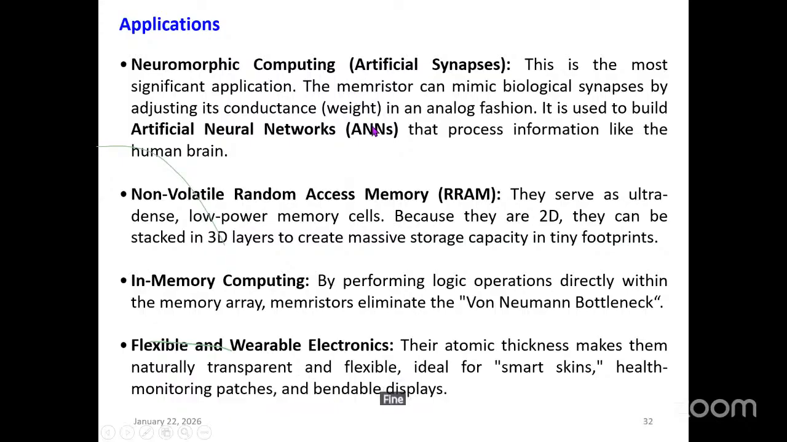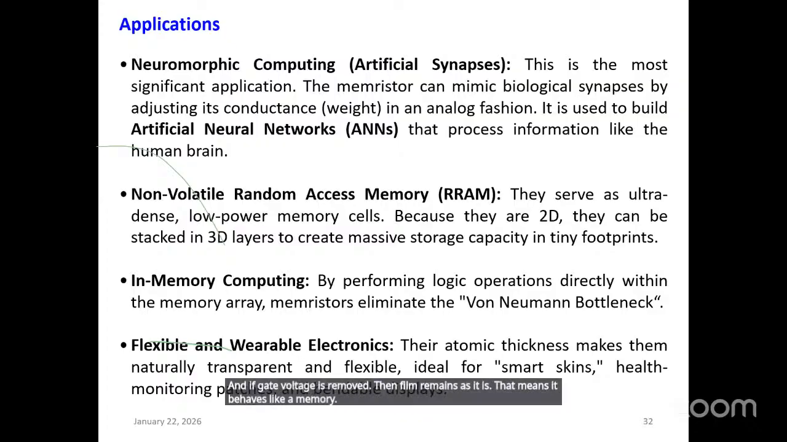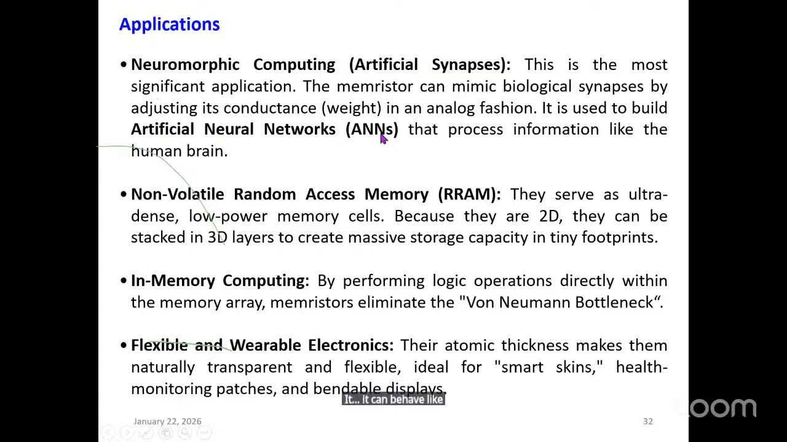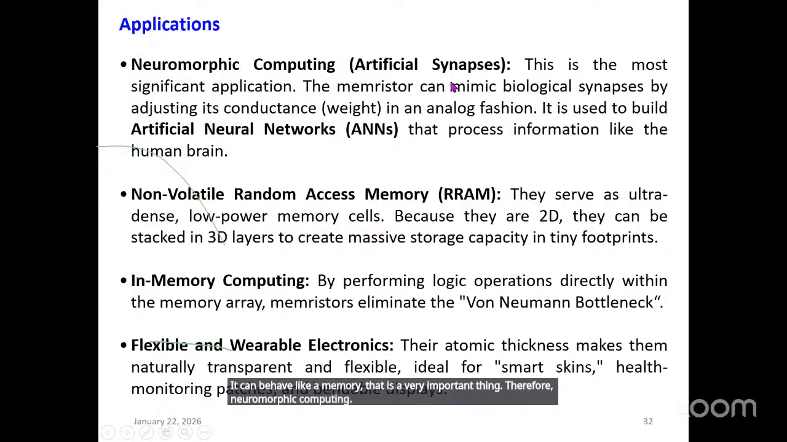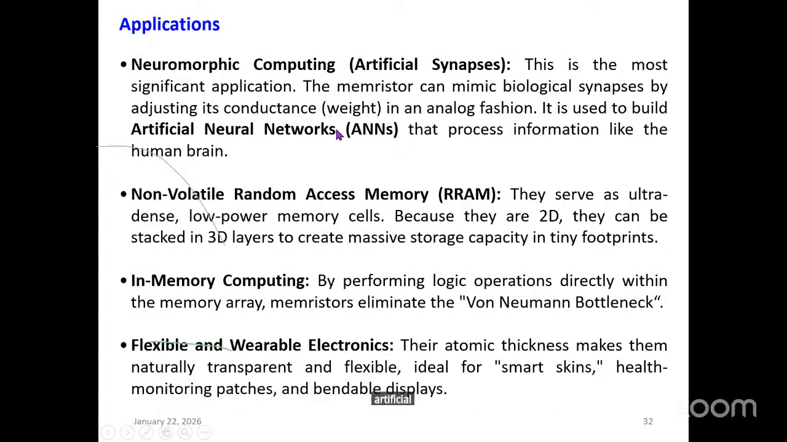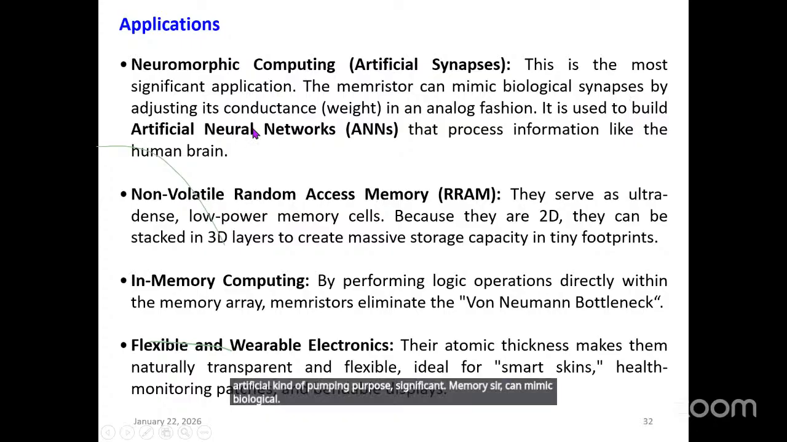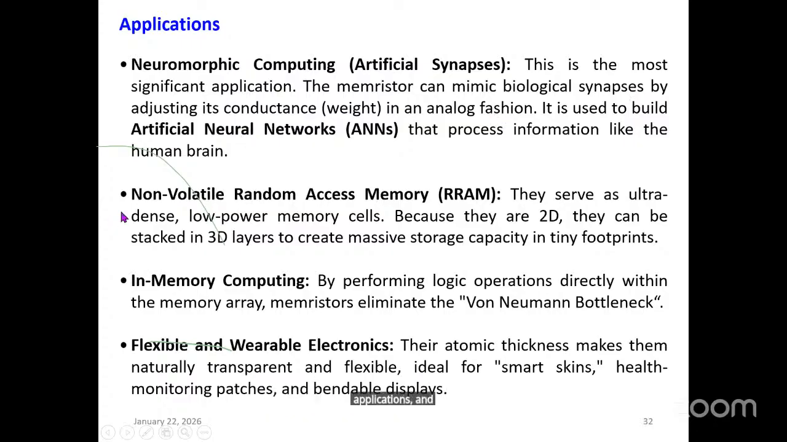These are the applications of this device called memristor. Since the gate voltage we apply forms the film, and if the gate voltage is removed, the film remains as it is. That means it behaves like a memory. That is a very important thing. Therefore, in neuromorphic computing, it is used for artificial kinds of computing. A memristor can mimic biological applications, and it is used in ANN.